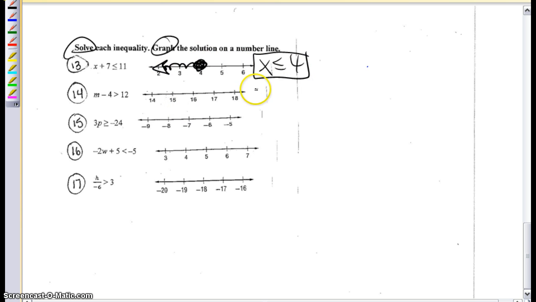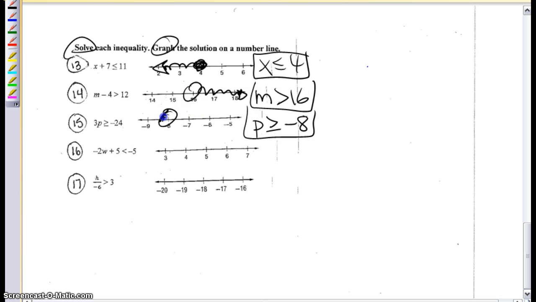Here's 14. M is greater than 16. So there's my graph there. For 15, P is greater than or equal to -8. So closed dot going to the right. And then I'm going to do number 16 and 17.